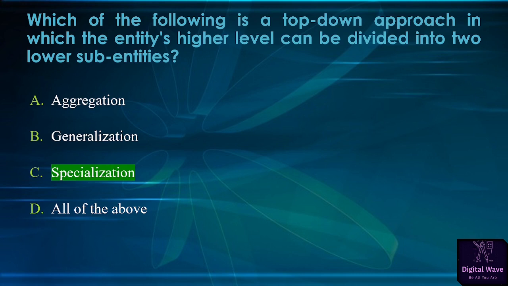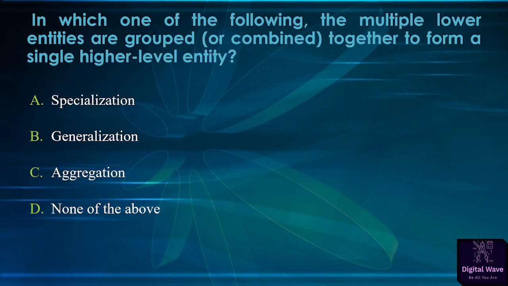So to understand this, we will consider one example. Suppose we have an entity, a vehicle. Through specialization, we can divide it further into sub-entities like 2-wheelers and 4-wheelers. So this is called specialization.